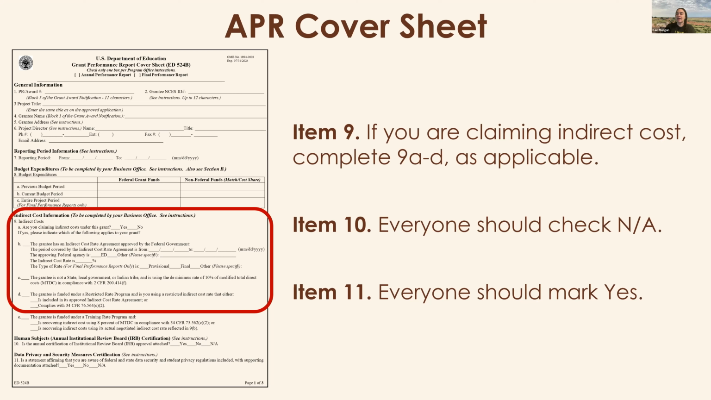On item 10, everyone should be marking in A. And then on item 11, everyone should be checking yes and including the corresponding policy as evidence that those securities are in place. So that's something that you would put in the additional information or section C part of your report, is that policy.